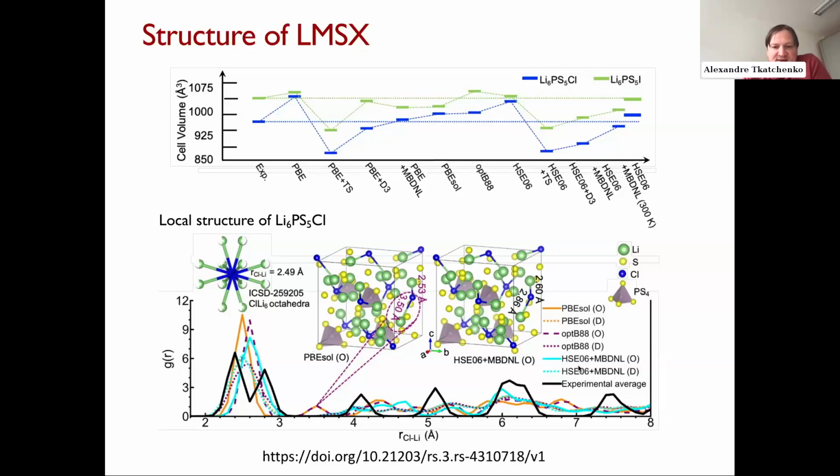On the other hand, this asymmetry is not present when you go to the highest level of theory, HSE plus MBD-NL, and you get the correct homogeneous description of the bonding between chlorine and lithium. Overall, HSE plus MBD-NL has a really good description here compared to experiment. We cannot compare one-to-one because we are doing a simple average over structures. But as you can see here, in particular, if you take the disordered structures in our calculations, we describe all the prominent peaks really well.